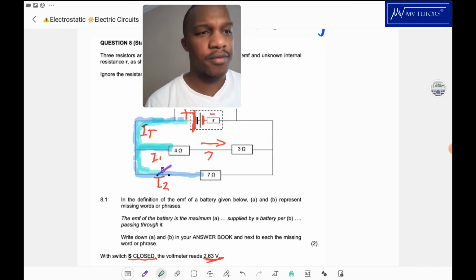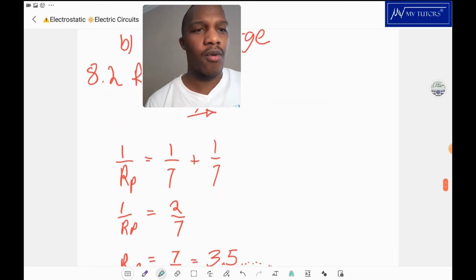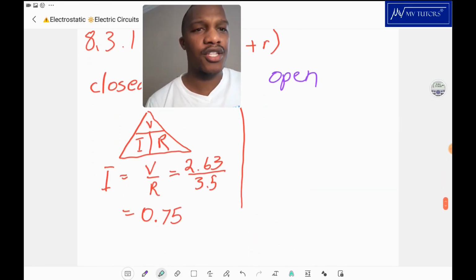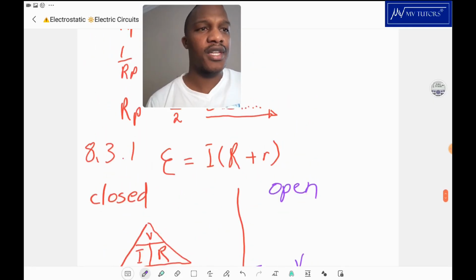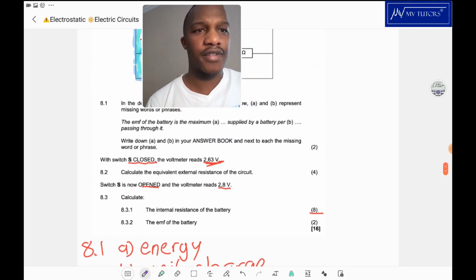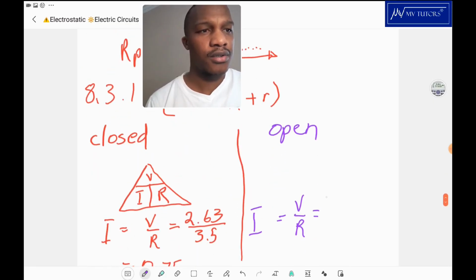Okay, that's it. Likewise, same calculation. Oh, my bad, I need to go back to the pen. It's going to be I is equal to V over R. The V in this case we are given as 2.8 for open. So we've got 2.8 divided by the R.